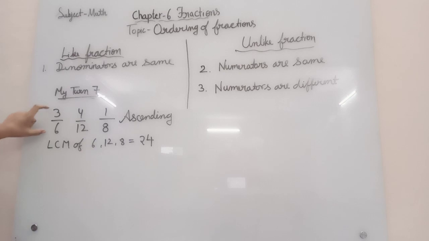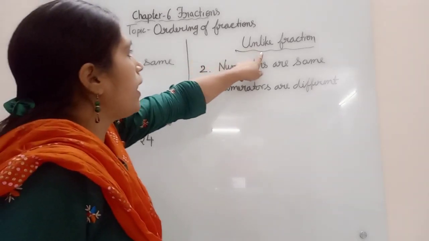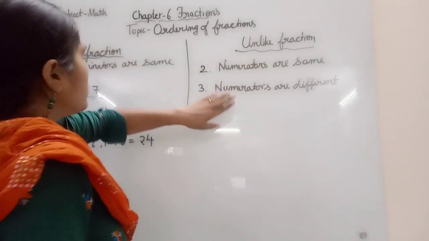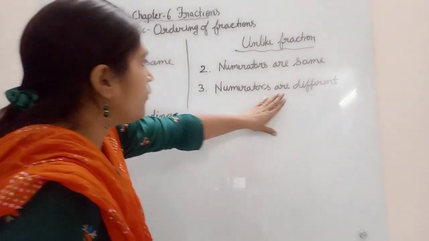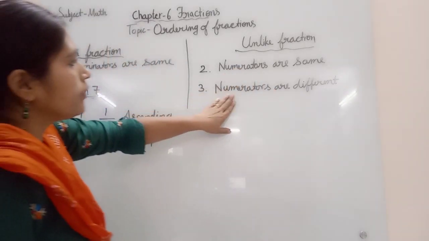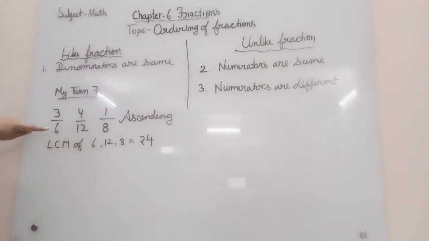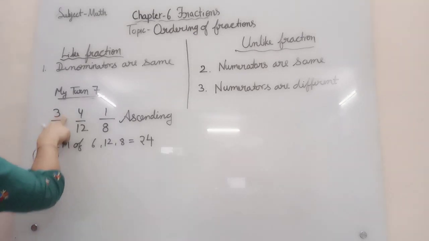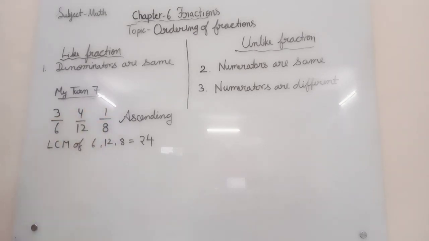Both are different, because I have mentioned here unlike fraction. Unlike fraction means the denominators are already different, and the numerators are also different. So this time what will we do? First we have to convert them into like fractions. Without converting them into like fractions, you cannot compare them or order them.